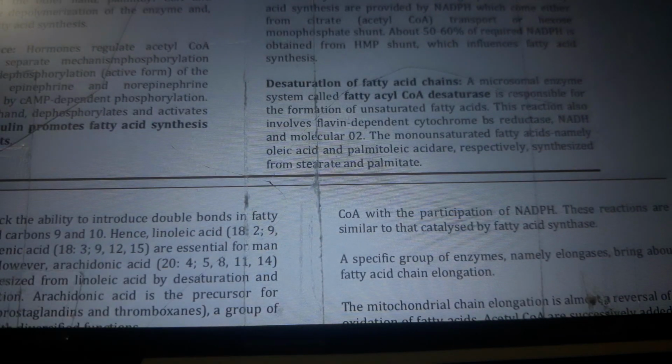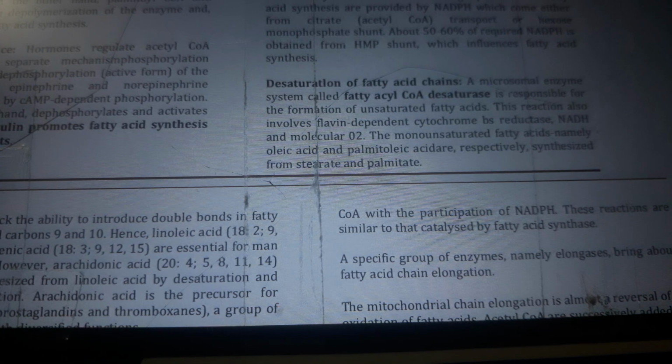Availability of NADPH. The reducing equivalents for fatty acid synthesis are provided by NADPH, which come from either the citrate acetyl-CoA transport or the hexose monophosphate shunt, HMP. About 50 to 60% of required NADPH is obtained from the HMP shunt, which influences fatty acid synthesis.